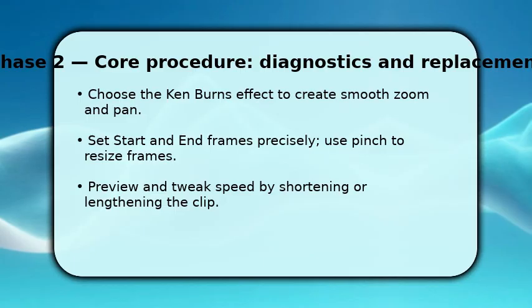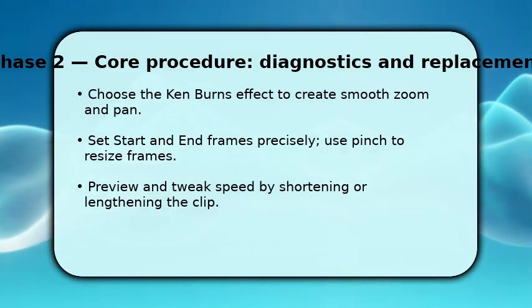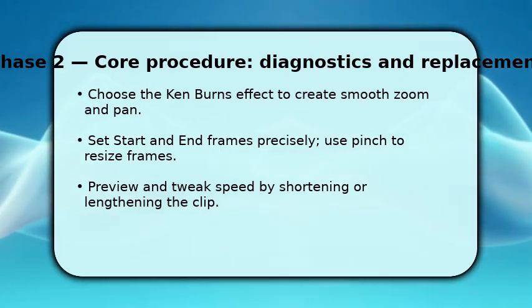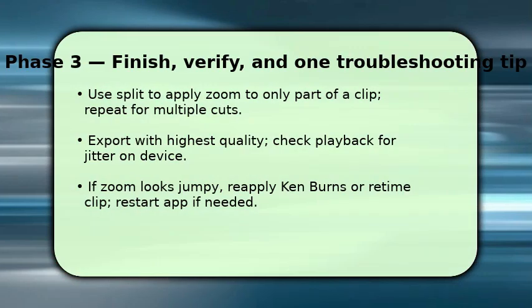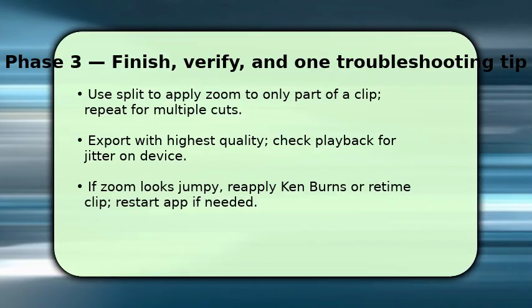Make adjustments slowly while previewing because the distance between frames plus clip duration controls speed. If the motion feels fast, lengthen the clip. For snappy zooms, shorten it. Finish by refining. Split the clip where needed to apply different zooms and small adjustments to start/end frames for tighter focus. Once satisfied, export using the highest quality setting so the zoom remains crisp on playback.